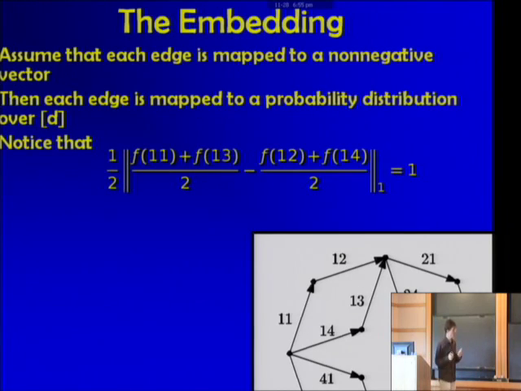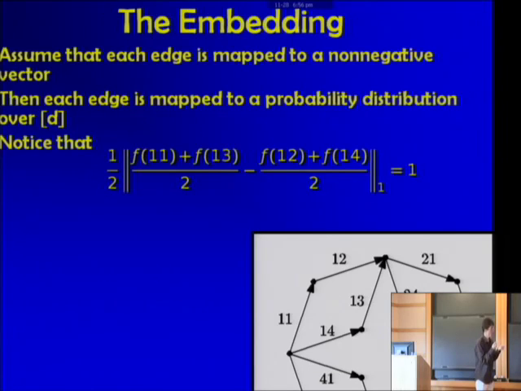And now why is that embedding useful? Why are we interested in this embedding? This is the main observation. Consider the embedding of the edge 1,1. So f of 1,1 is a probability distribution. Consider the embedding f of 1,3. Add them together, divide by 2, and take the difference between the thing here. So this is the mixture of the two distributions 1,1 and 1,3, and this is the mixture between 1,2 and 1,4. We're taking the difference and taking the L1 norm. So what we're doing here is considering the statistical distance between these two distributions.